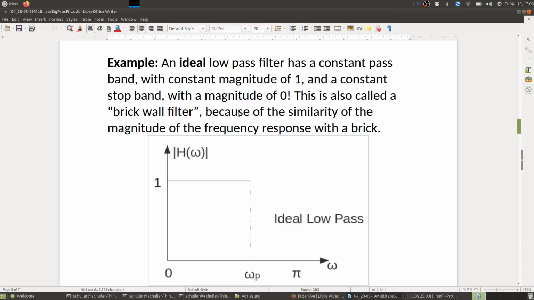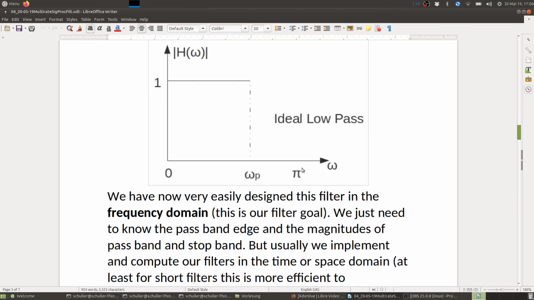And this is also called a brick wall filter because of the similarity of the magnitude of the frequency response with a brick. So here's the brick. So constant 1 in the pass band, and then all of a sudden here the brick ends, and then we have a factor of 0 in the stop band, right, from omega p to pi. So here pi again would be the Nyquist frequency.